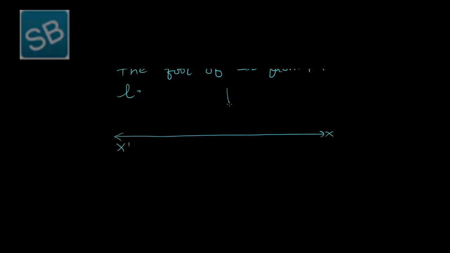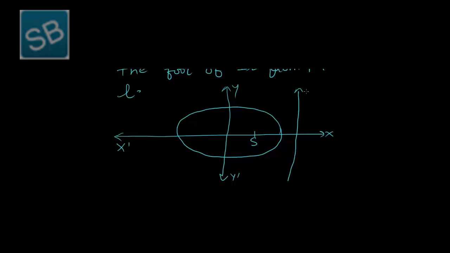This is x-axis, this is y-axis, and this is ellipse, and this is S focus, this is directrix L, this is point P. So join SP and draw PM perpendicular to L. So by definition, SP over PM is eccentricity and this is less than 1.